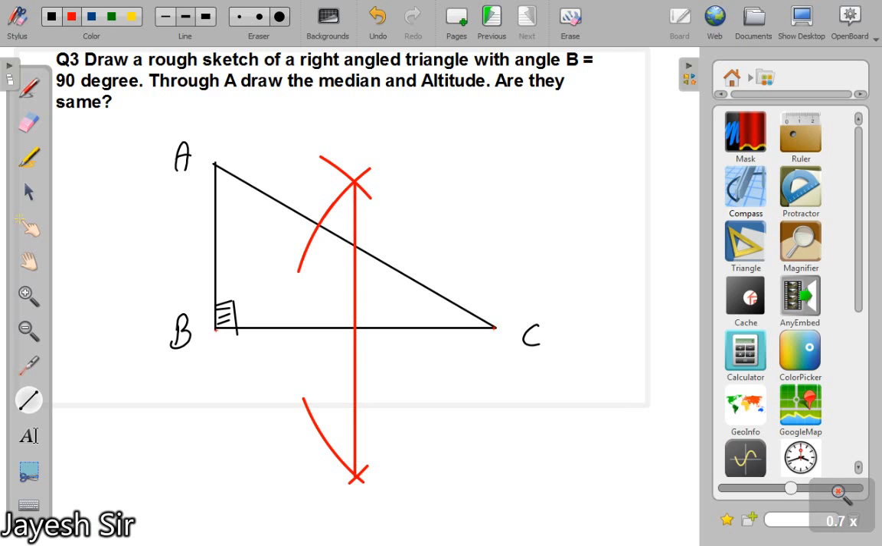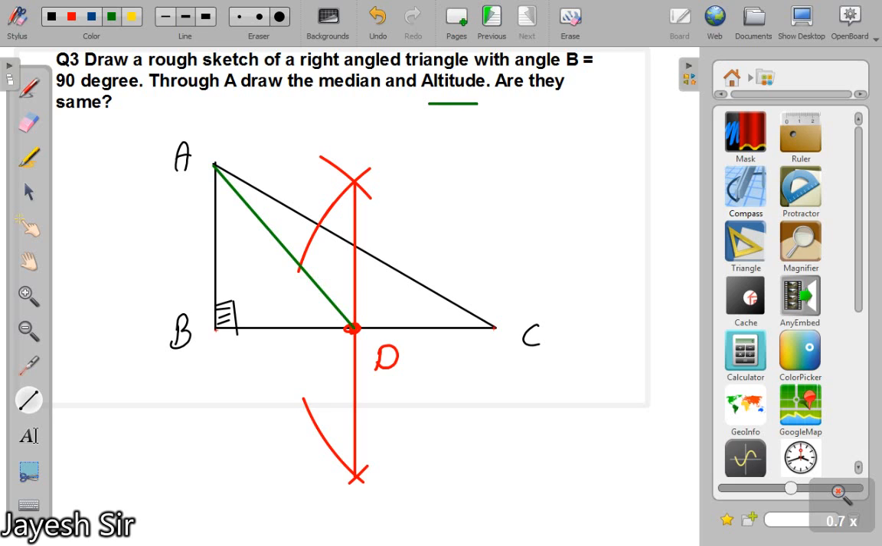So this point right here, let us name this point D. This point right here is the midpoint of BC, and the median of the triangle will be AD. Okay, this green line is the median.